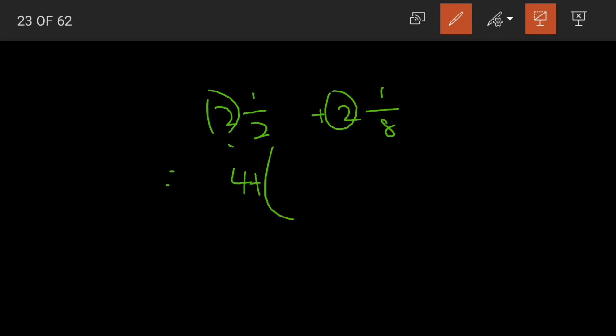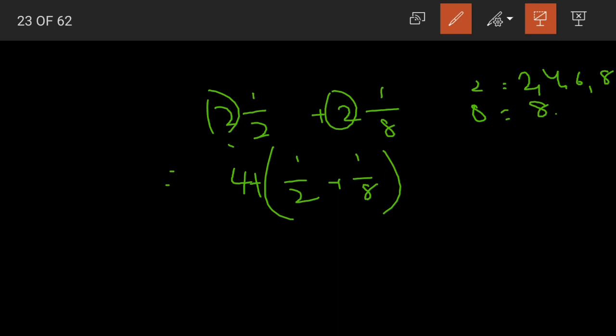So 2 1 by 2 plus 2 1 by 8. How will we add these, children? Yes, convert them into improper fractions and add. Or simply we can add the whole number part, 2 plus 2 is 4, and then add the fractional part, 1 by 2 plus 1 by 8. Now the LCM of 2 and 8: multiples of 2 are 2, 4, 6, 8; of 8 is 8, 16. So what is the LCM here? 8 is the least common multiple.